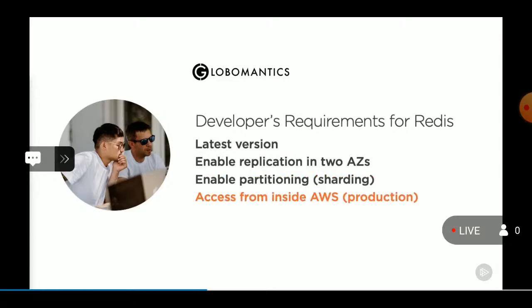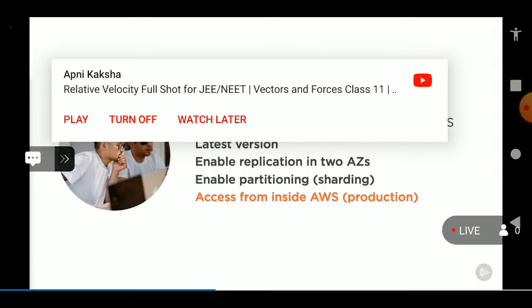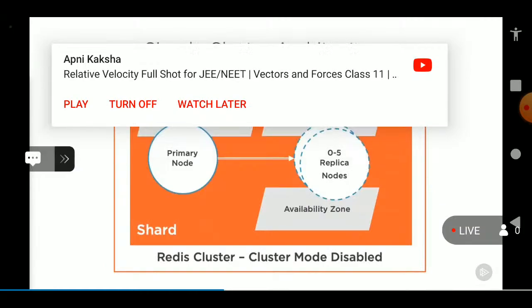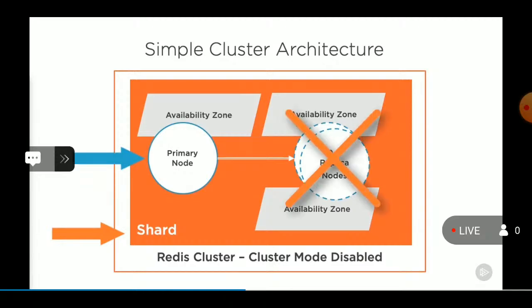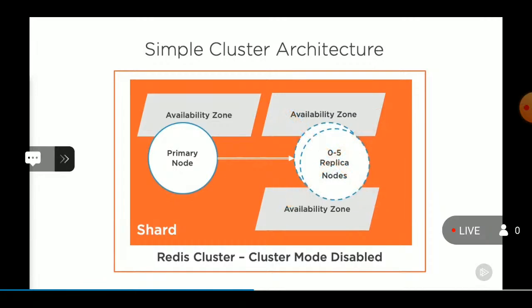The final requirement is that they can access the cluster from their new production server, which is an EC2 instance in AWS. If you already followed along in the previous module, this diagram should look familiar. It is our previous simple cluster architecture. We have a single shard with a primary node, and we did not enable any replica nodes. It was a basic use case. Let's see what we're about to construct in this module.